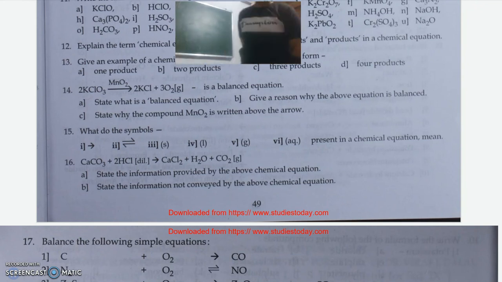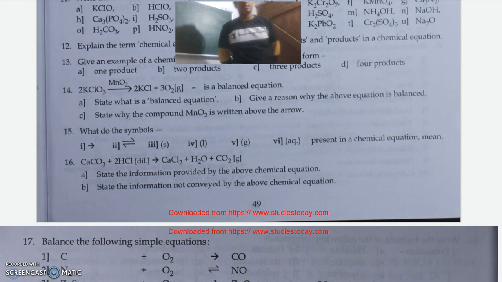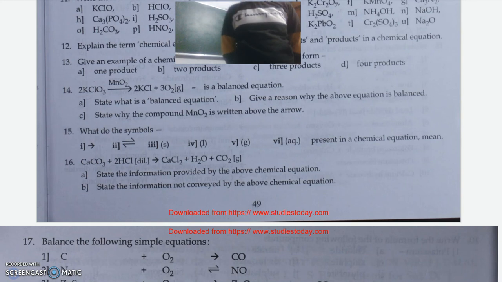What do the symbols mean? This arrow means that from reactants to product, the first one. The second one means that we are equalling that equation. This equation is balanced. And S, L, G, AQ: S is solid, L is liquid, G is gas, and AQ is aqueous, meaning it is also a liquid present in the chemical equation.